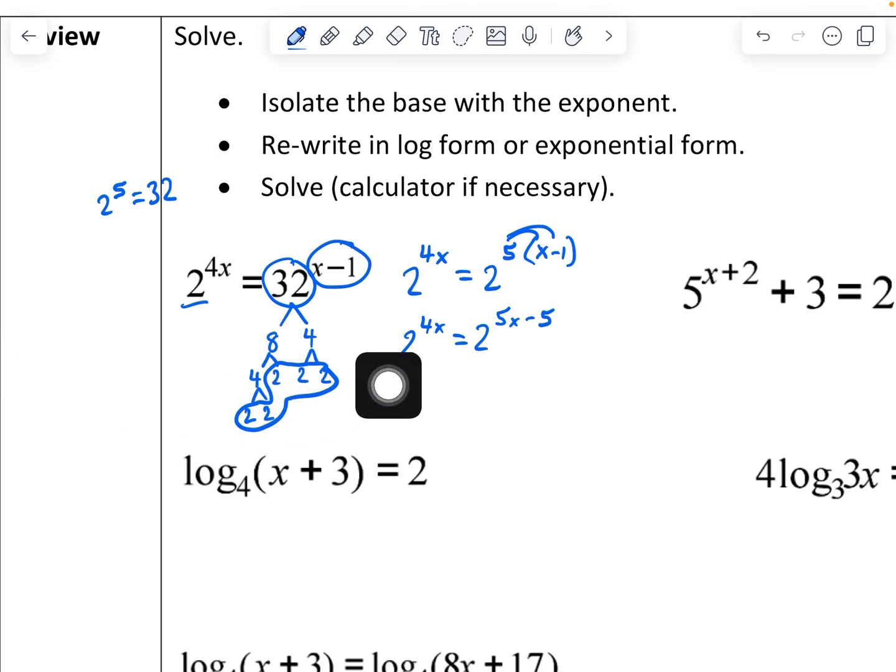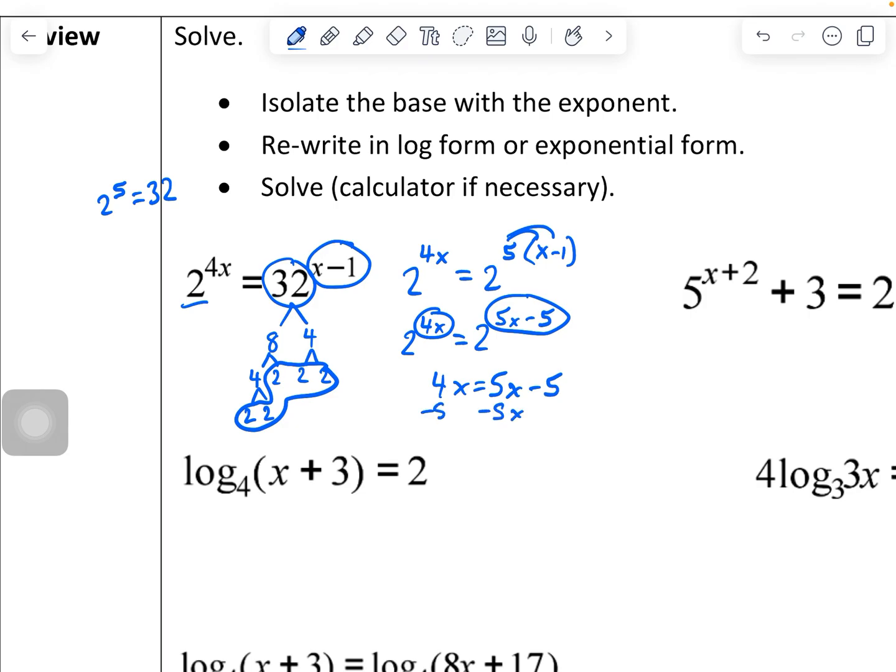Now that we've written it with the same base of 2 and 2, we can go ahead and take the exponents, set those equal to each other. So 4x equals 5x minus 5. I'm going to subtract 5x from both sides. We end up with negative x equals negative 5. Therefore, x equals 5 is our answer.